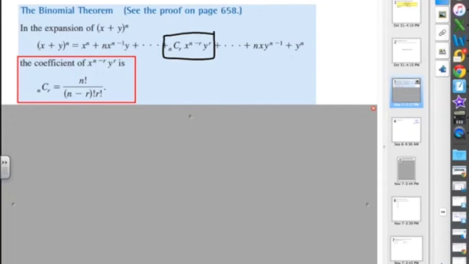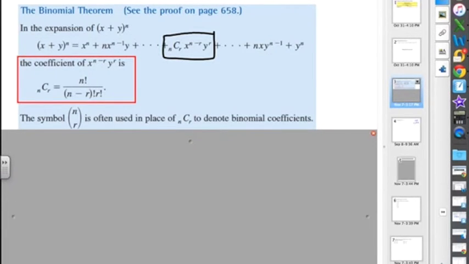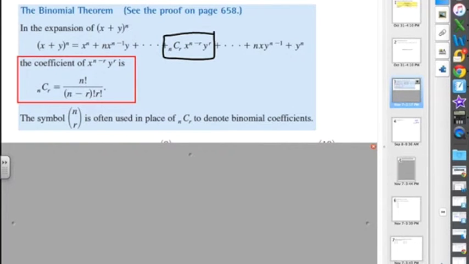So pay attention to what matches. We're choosing r, y is to the r power. These two add up to n. N is the power you're raising the expansion to. And we talked about combinations a little bit earlier in the year already, so you know how to evaluate combinations. But remember the notation here, we can also use n choose r in the parentheses like that.